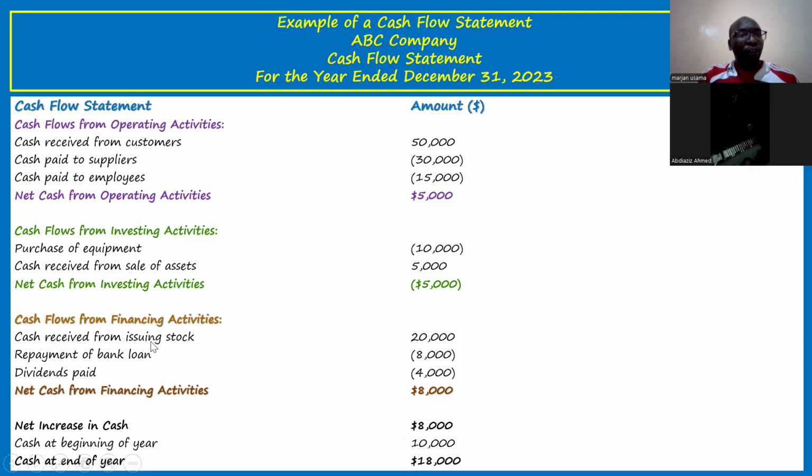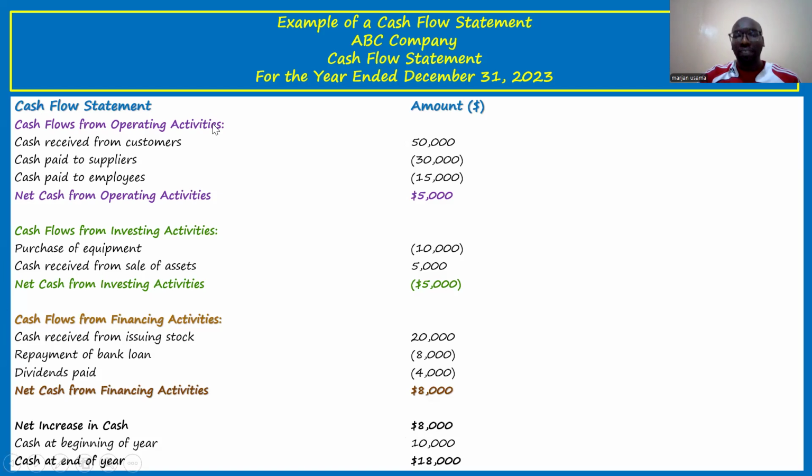Now, the cash flows from operating activities. Number one, cash received from customers. Sometimes we sell, we get money. So this is money that is coming in. That is why it is positive, 50,000. Number two, cash paid to suppliers. It's cash outflow, it's going out. That is why it's in brackets. In brackets means it is negative, because it's cash outflow.